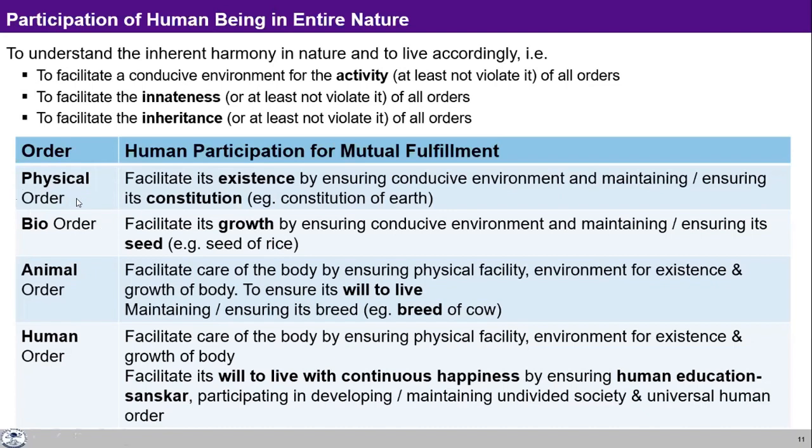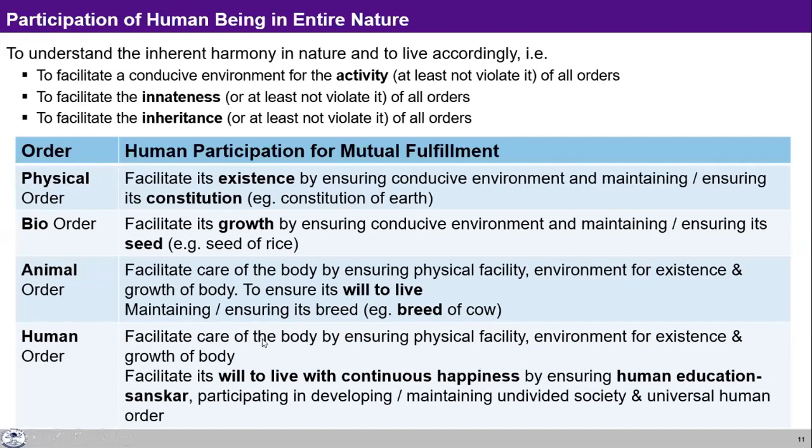Whether you have to take food from the physical order or bio order or animal order or human order, that is not very clear. What is our participation with all these four orders to fulfill our needs, the need for food, for clothes, for shelter? How do we participate? It is not very clear. Now, if you just equate bio order to the animal order, so consuming something from the bio order is equated to consuming something from the animal order. And then we are destroying the will to live for the animal, right? Which is not acceptable naturally.